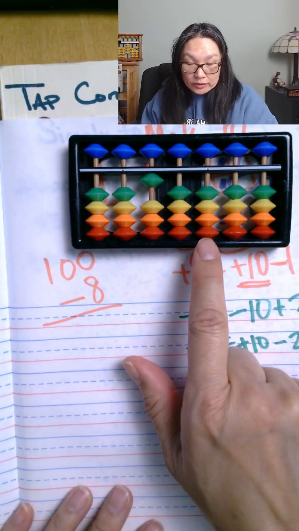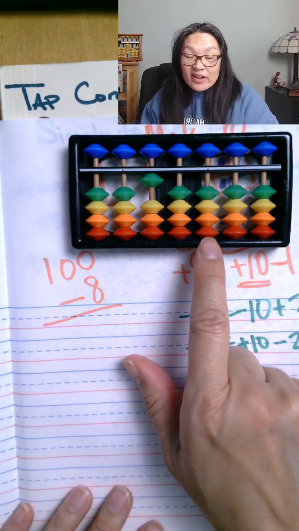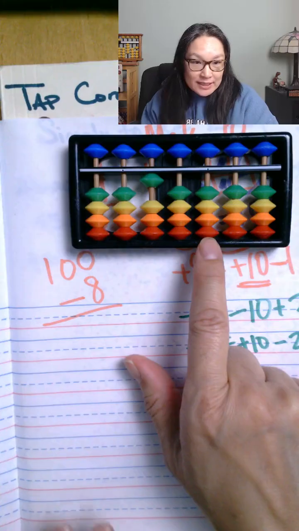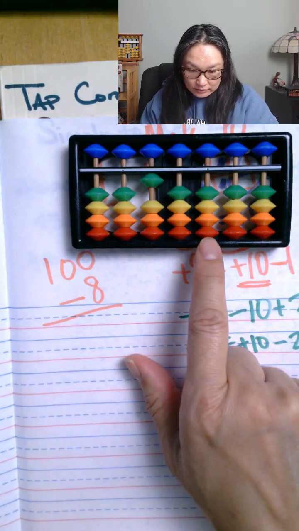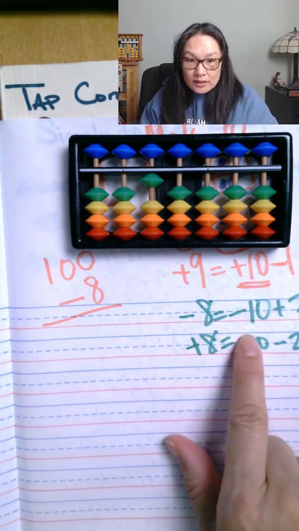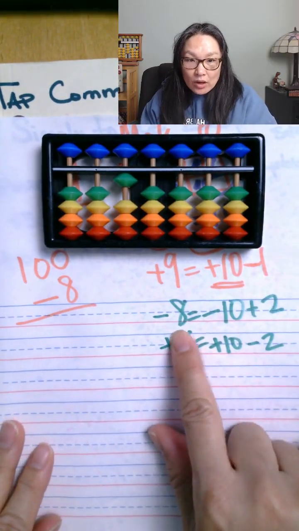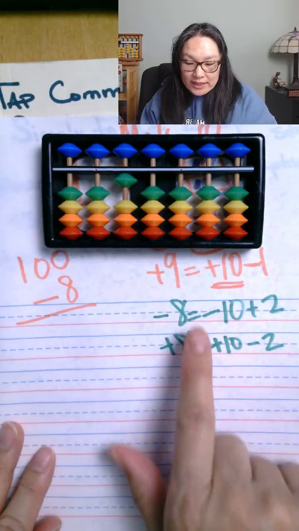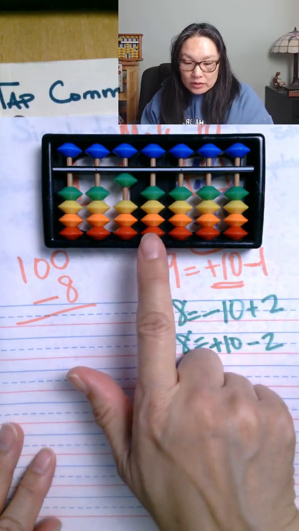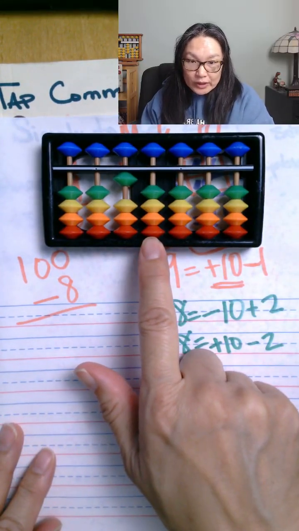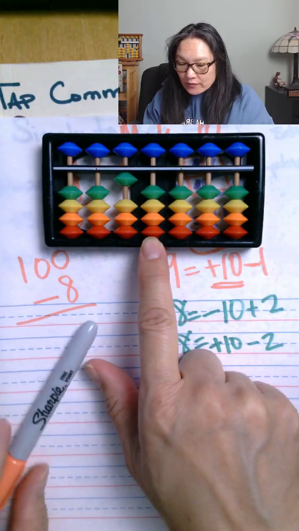What are we going to do? We don't have enough beads to take away the 8. This is where this comes into play. We know that if we want to take away the 10 and we add the 2, but we don't have any beads to minus the 1. This is where we get two-step equation from.